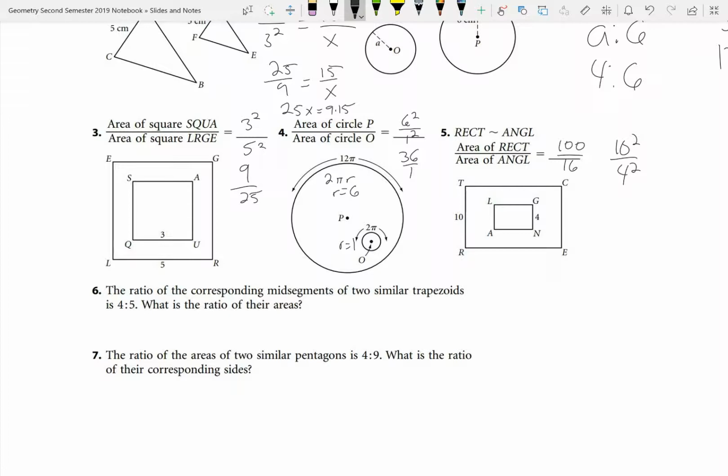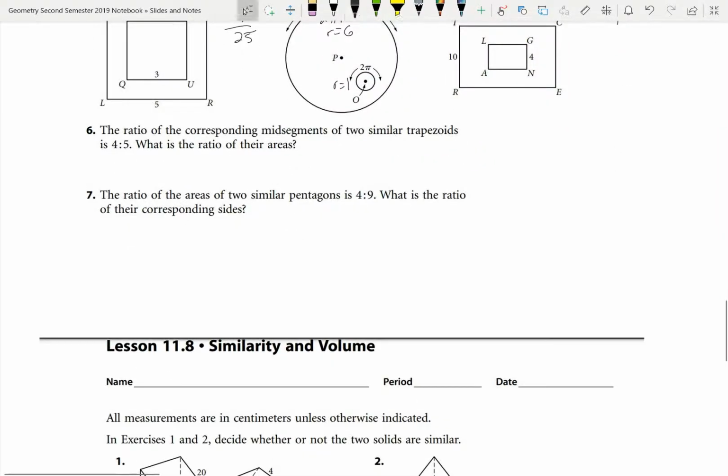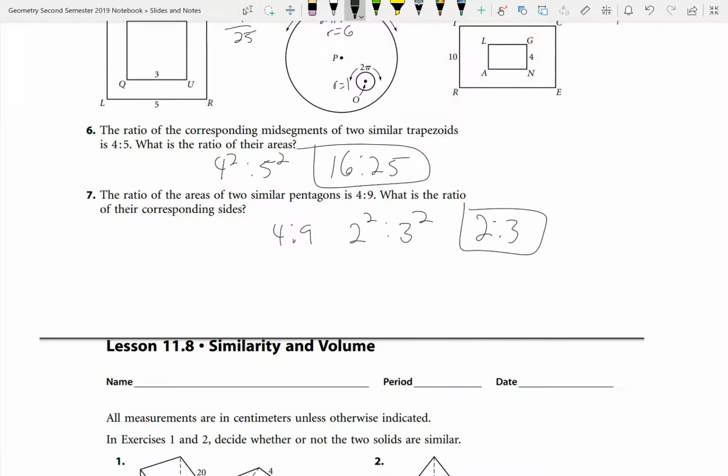All right. The ratio of the corresponding midsegments of two similar trapezoids is 4 to 5. The ratio of the areas would be 4 squared to 5 squared, or 16 to 25. And if the ratio of the areas is 4 to 9, so 4 to 9 is 2 squared to 3 squared, or 2 to 3. That's going to be your answer there.